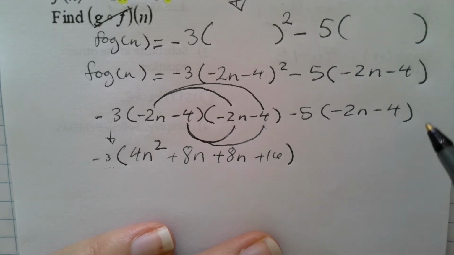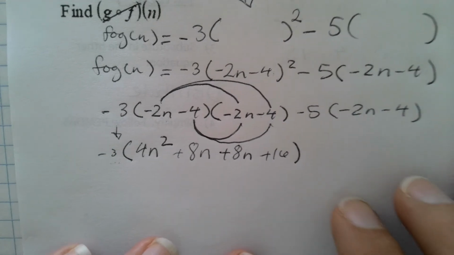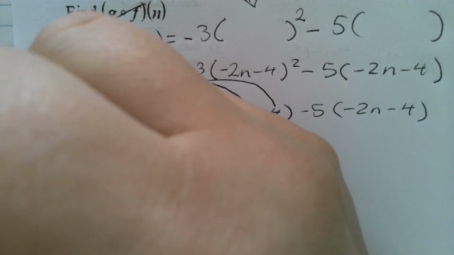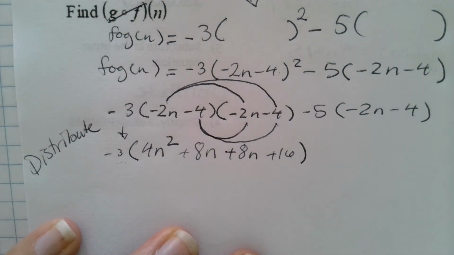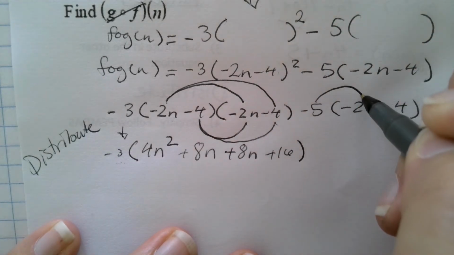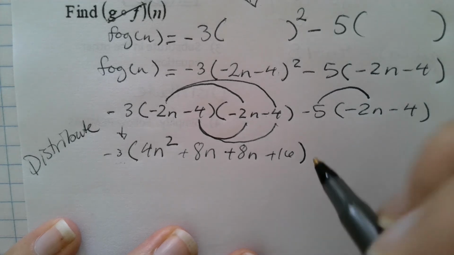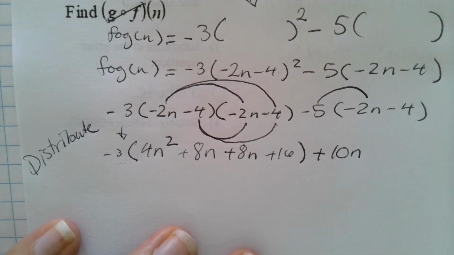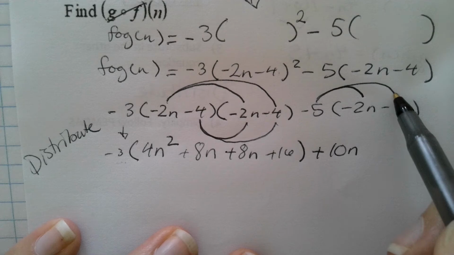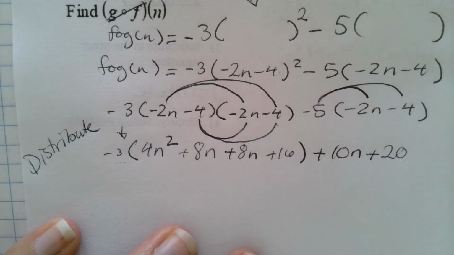Okay. Now let's go ahead and, what's it called again when I have a number in front multiplying through? Distribute. Let's practice that word. That's going to be a good test question. What is -5 times -2n? What's a negative times a negative? What's 10? 10 what? Good. What is negative 5 times negative 4? Positive 20. Really good job.